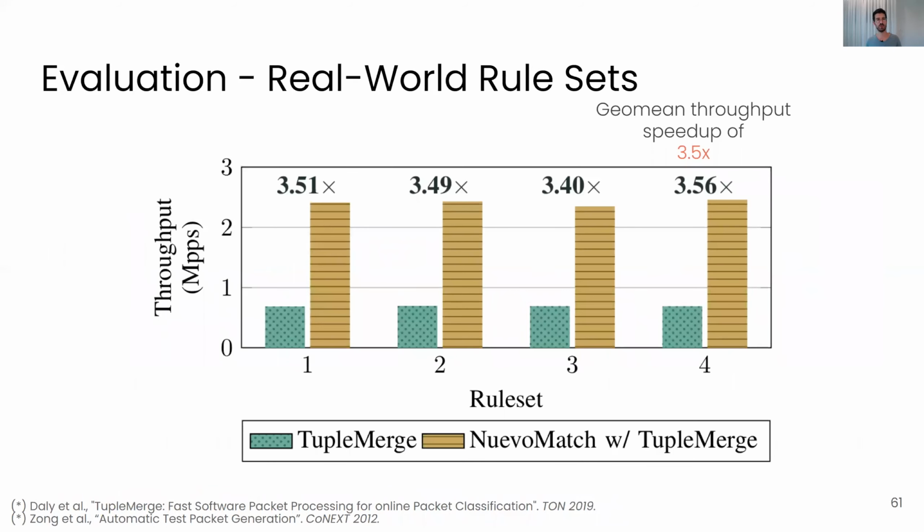In another experiment, we test public real-world rule sets from the Stanford backbone. We compare NuevoMatch against TupleMerge, which gave the best performance out of all state-of-the-art methods. NuevoMatch reaches a geometric throughput speedup of 3.5x for traffic with uniform temporal locality.